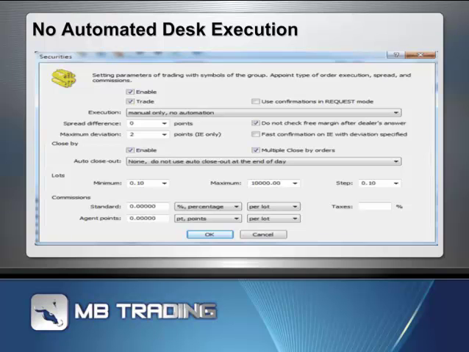The manual only setting means that the system is always going out and getting an execution. There's no such thing as us setting parameters whereby the trader gets filled, either at the current price or at the current price plus a couple pips. Everything is handled manually and routed out. The spread difference is set to 0. Maximum deviation says 2, but you'll notice it says instant executions only, which are turned off on ours. Fast confirmation on instant execution is unchecked.